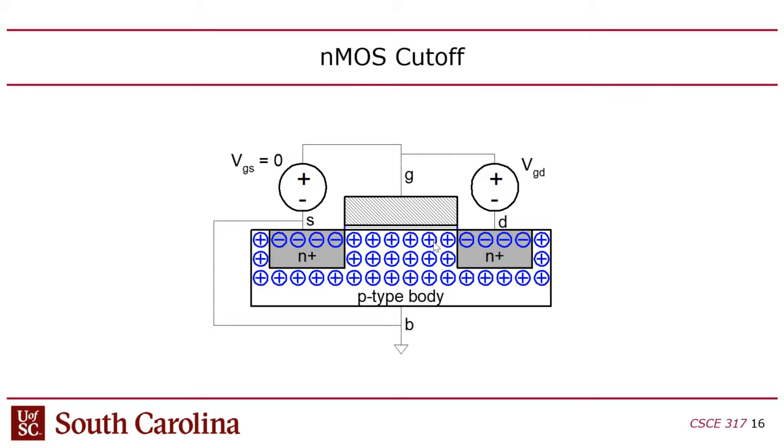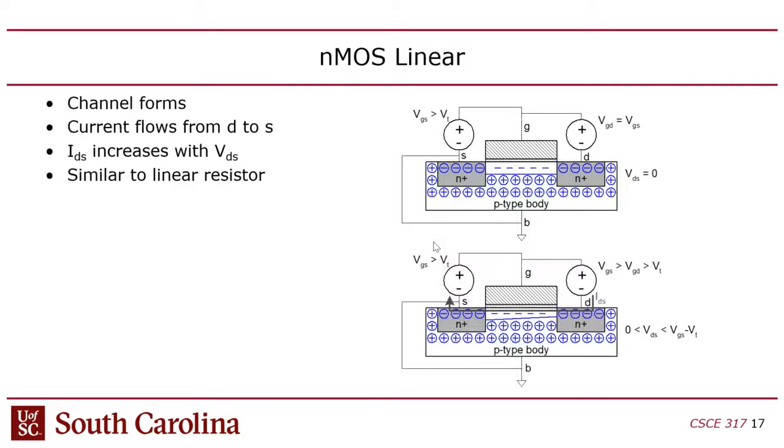Now remember, for an nMOS, the threshold is generally about 0.7 volts, and for a PMOS it's negative 0.7 volts. So you have a negative threshold voltage for a P-type. Hopefully I said that right. The P-type is the negative threshold. The N-type is the positive threshold. And the absolute value of both is typically about 0.7 of a volt.